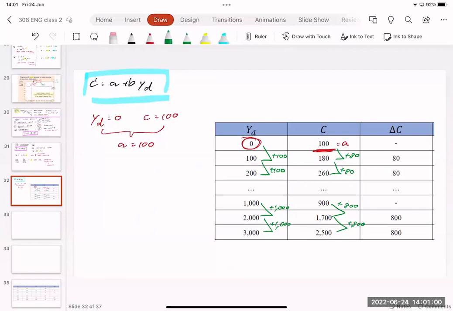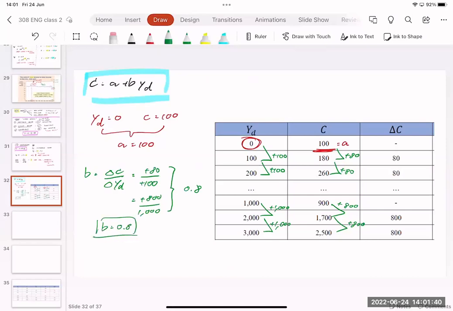So here I can find B from the formula: B equals delta C over delta YD. When you have 100 more on your income, you consume 80 more. When you have 1,000 more on your income, you consume 800 more. Together it is equal to 0.8, the same number. So now I know that B equals 0.8.